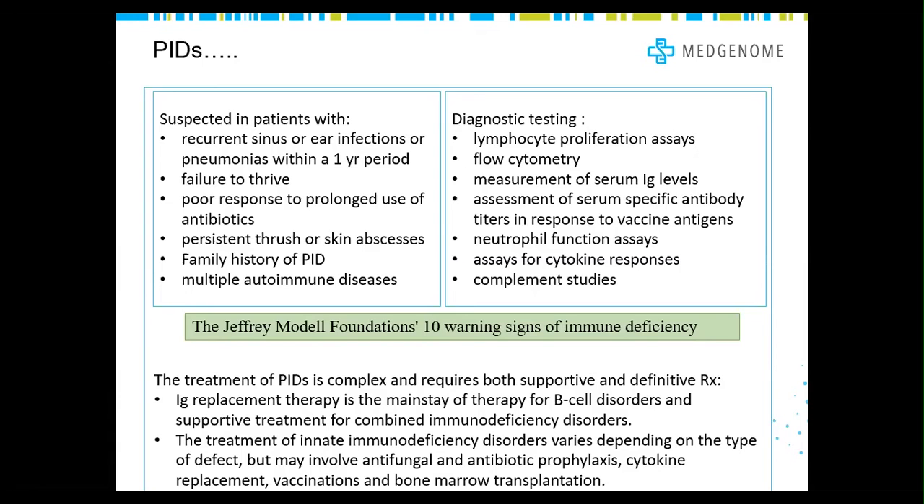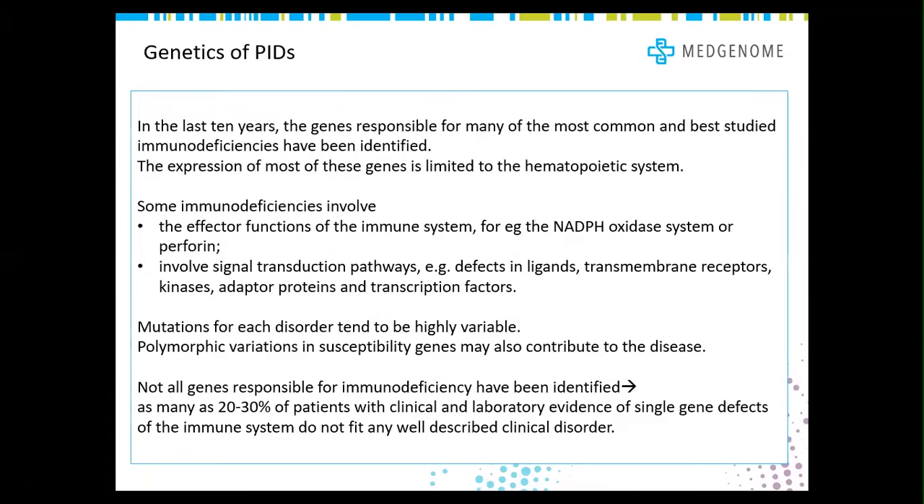For the innate immunodeficiencies, the treatment would vary depending on the type of the defect, but we may need antibiotics, we may need antifungals, we may need cytokine replacement, and sometimes it may go on to bone marrow transplantation also. So coming down to the main topic of today, that is genetics of primary immunodeficiency.